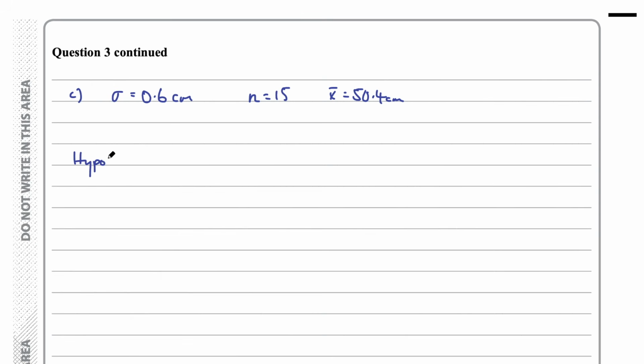So our hypothesis is going to be, well, the null hypothesis, or H0, is going to be that the mean equals 50.1 centimeters, and the alternate hypothesis, or H1, is going to be that the population mean is greater than 50.1 centimeters. And alpha is 1% or 0.01.